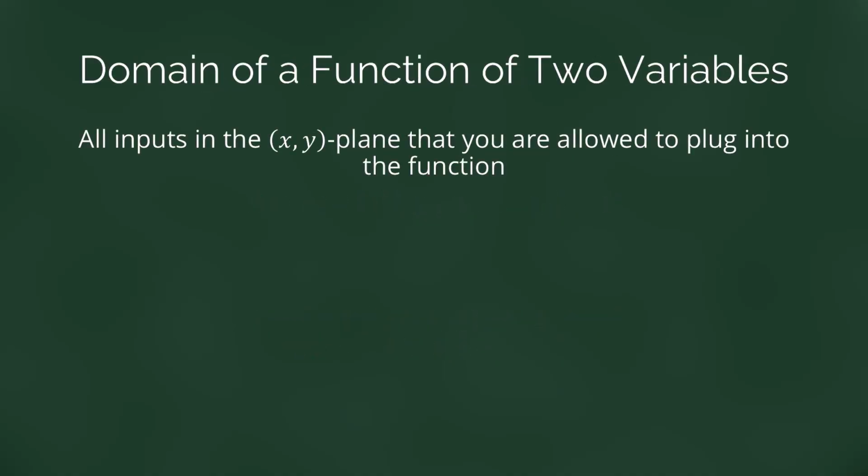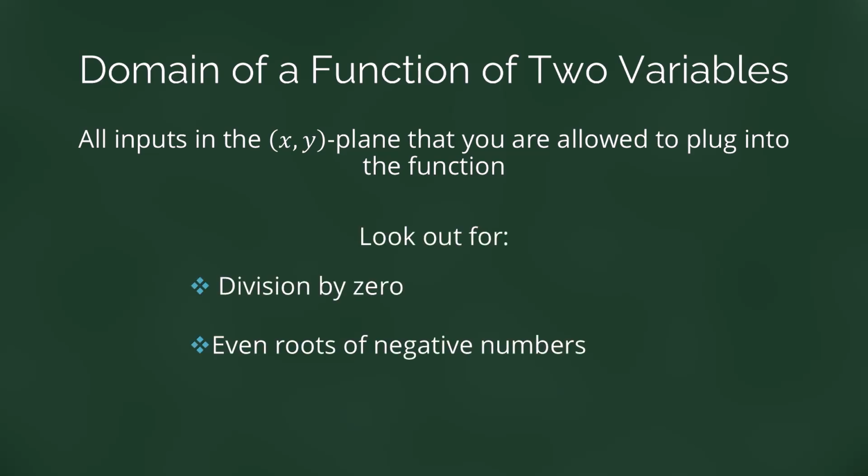Because they're the easiest for us to visualize, we will focus on the domain of functions of two variables, and so we'll think of those as all inputs in the xy plane that you are allowed to plug into the function. When identifying the domains for these, we'll look for the same type of things we did when we examined the domains of functions of one variable. In particular, we'll be looking for division by 0, even roots of negative numbers, and logarithms of negative numbers to help us figure out what isn't in our domain.